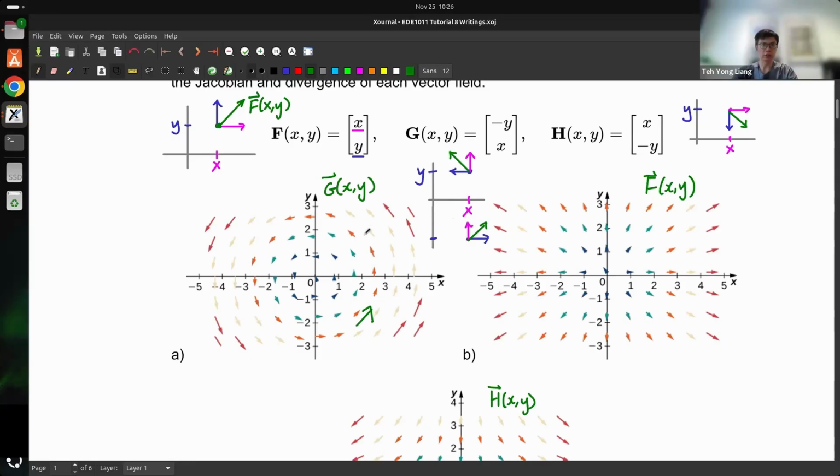This arrow is maybe somewhere here, then this arrow is somewhere here. Is that right? Okay, so this has to be G.